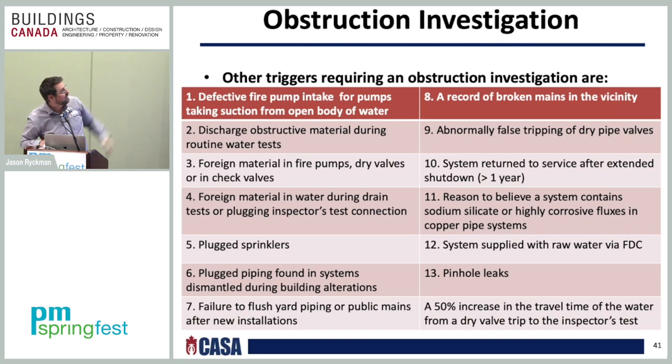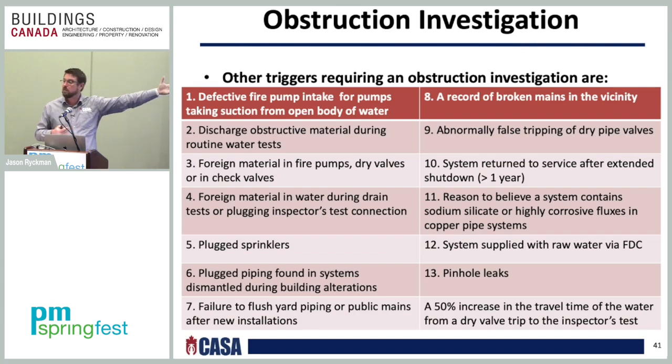You have a defective fire pump intake, a fire pump taking suction from an open body of water would be a trigger to have an obstruction investigation. Discharge of obstructive material during routine water tests. Foreign material in fire pumps, drive valves, or in check valves. Foreign material in water during drain tests or plugging of inspectors' test connections. Plugged sprinklers. Plugged piping found in systems dismantled during building alterations. So if you see stuff like that during building alterations, that can trigger an obstruction investigation. Failure to flush yard piping in public mains.